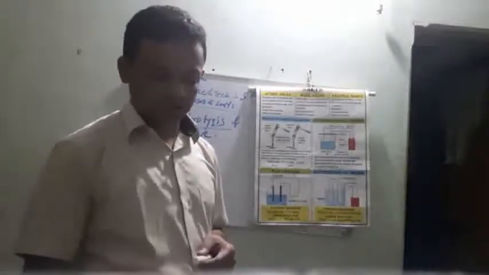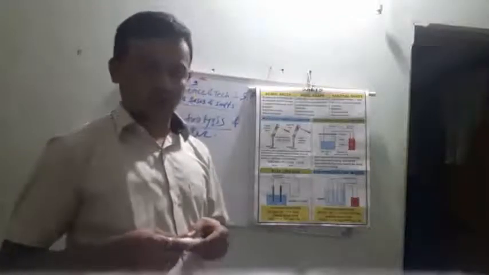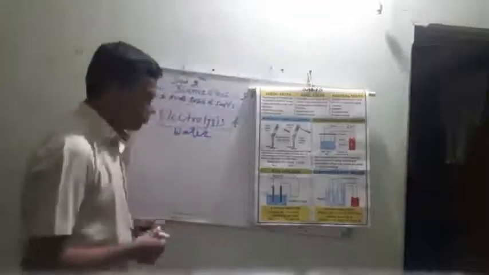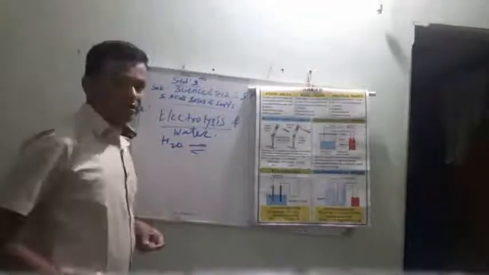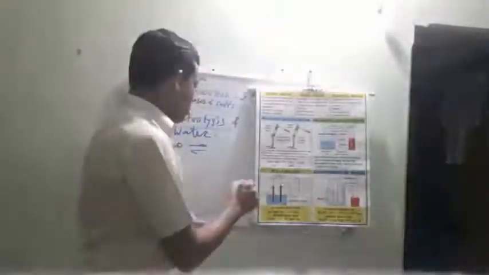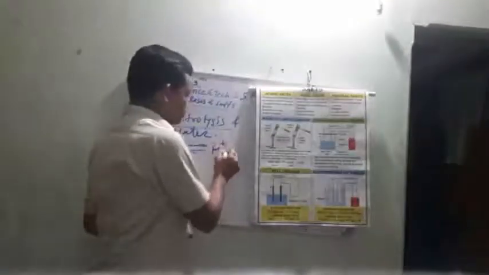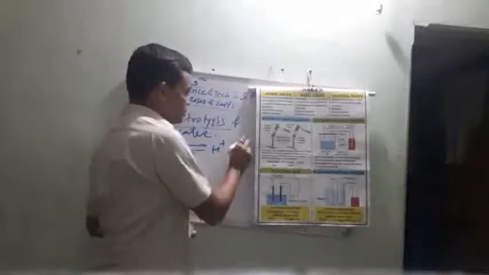So at the cathode, what happens? We have to see here. As water dissociates, it forms ions, that is H plus ions and OH minus ions. So after the dissociation of water, there is a formation of H plus and OH minus ions.